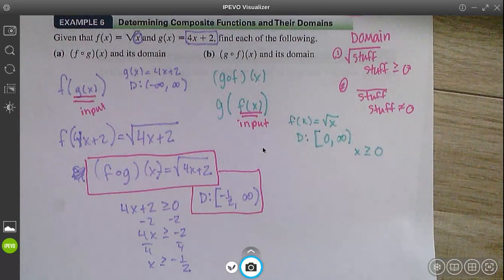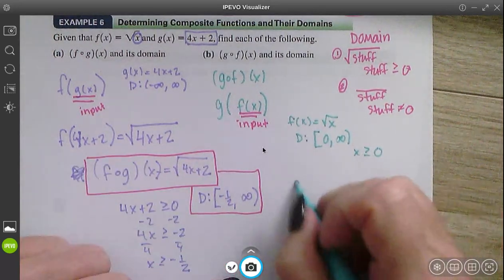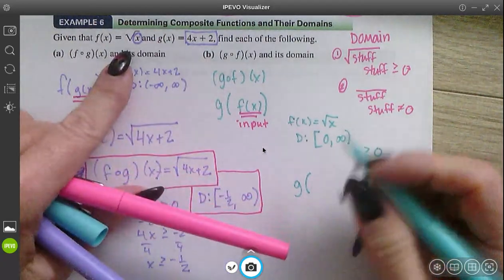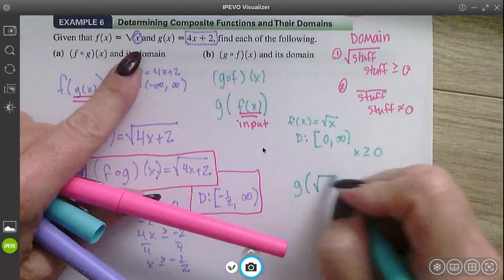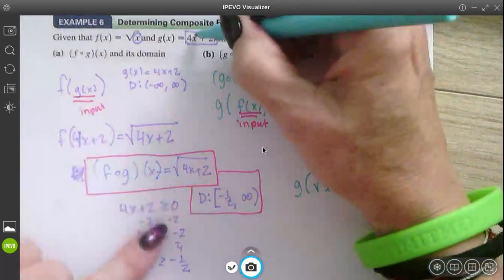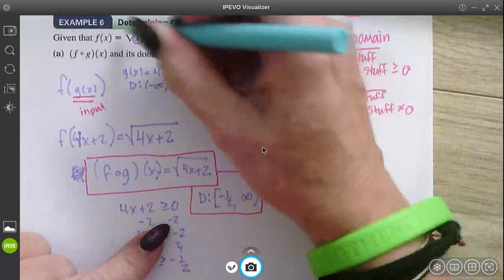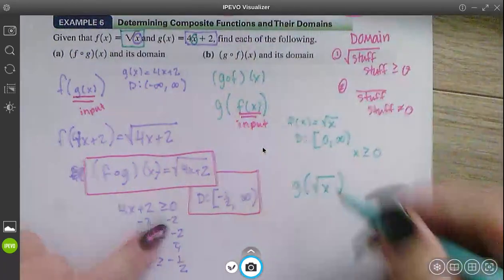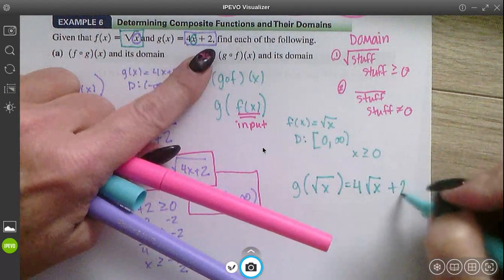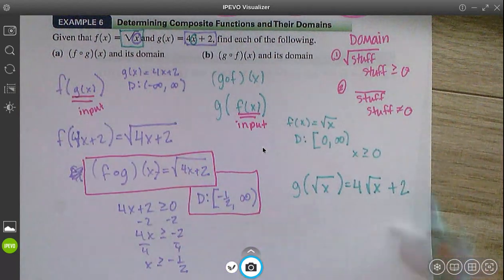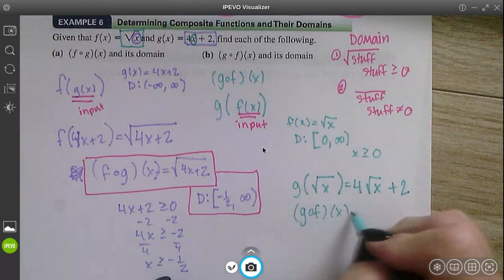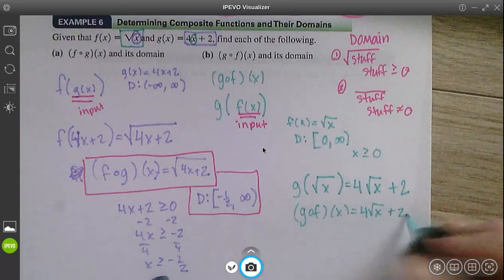Now let's do our composition. G of f of x means we're taking g of x, which was 4x plus 2, and replacing the input with f of x. F of x happens to be square root of x. So I'm looking at g of x, and I'm going to replace this letter x with whatever f of x is. So I have 4 times the square root of x plus 2. This is the answer for that composed function. G circle f of x is 4 square root of x plus 2.